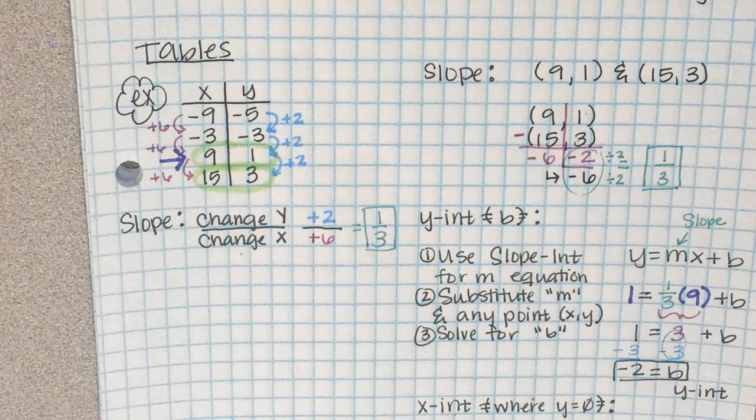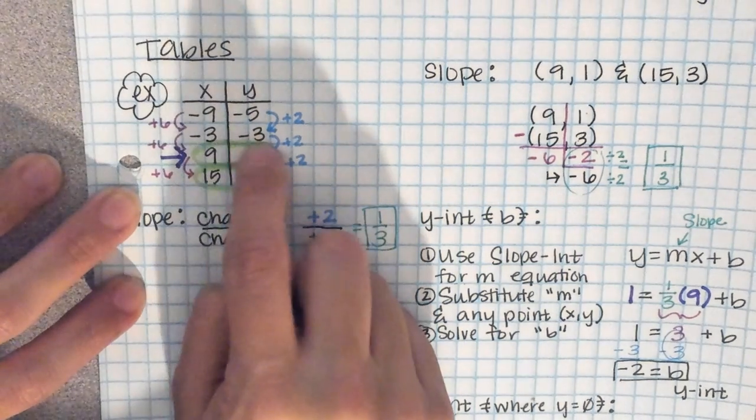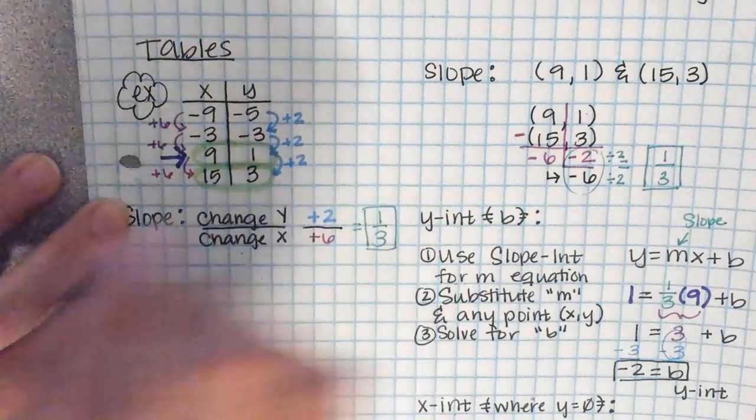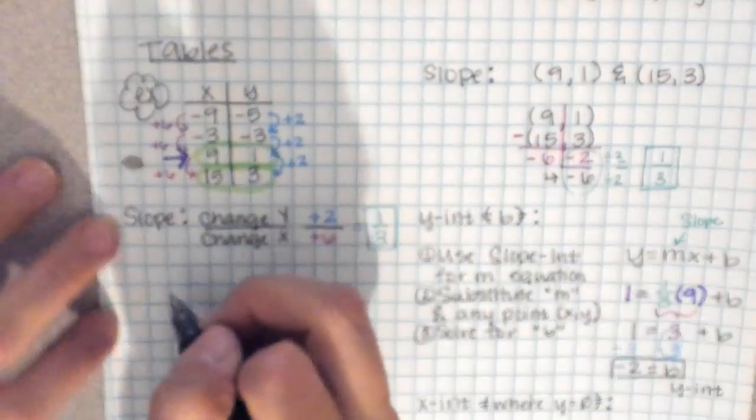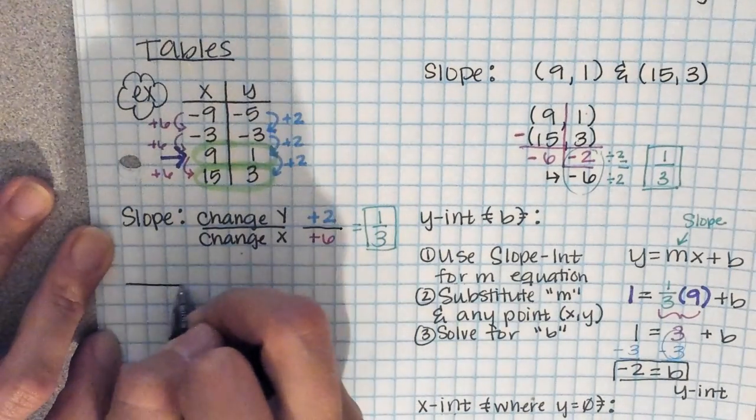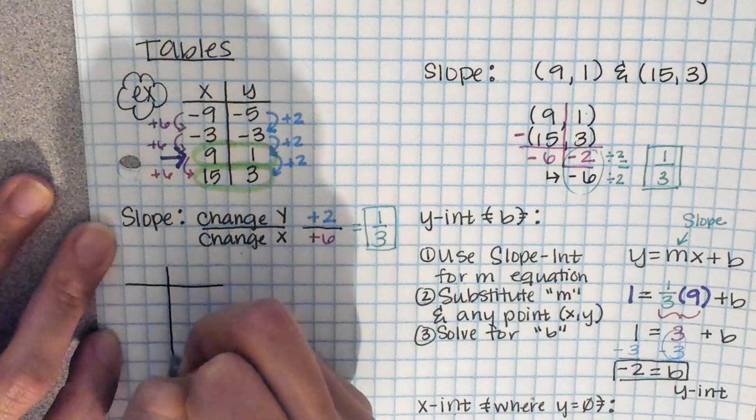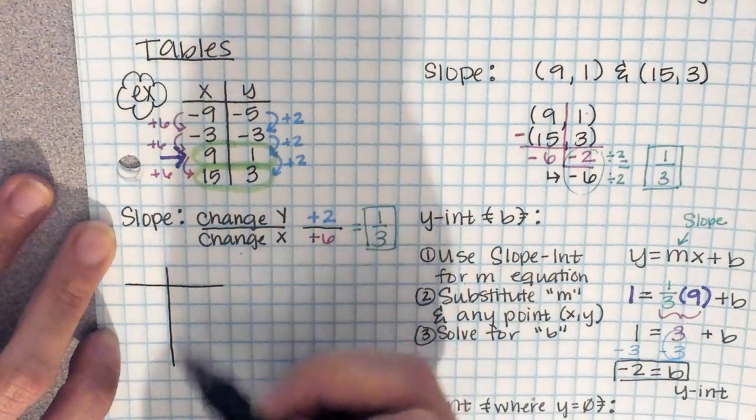Why in between -3 and the 9? 0 is between those numbers on the number line. It goes from negative to positive. In between the negative and the positive is my 0. So I know 0 belongs somewhere right here. So what I'm going to do is continue my table, using the information I have here to create more numbers.